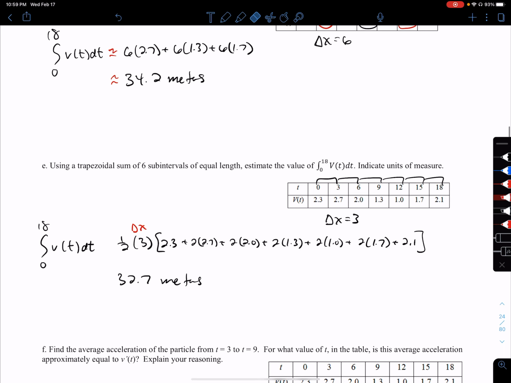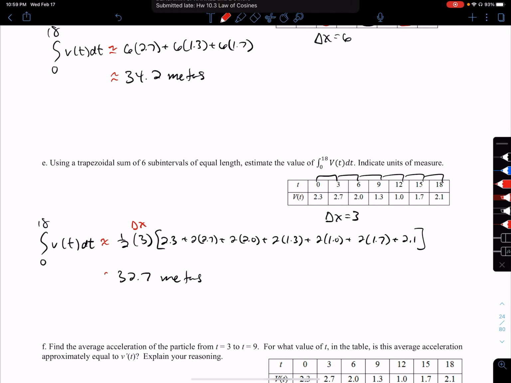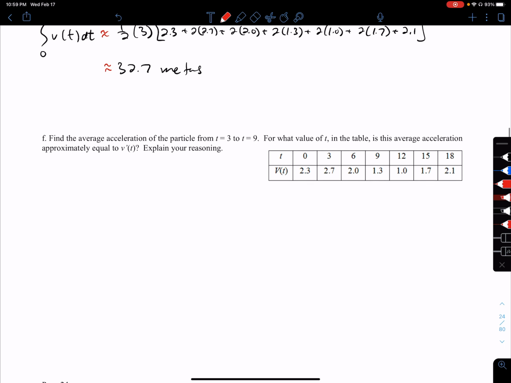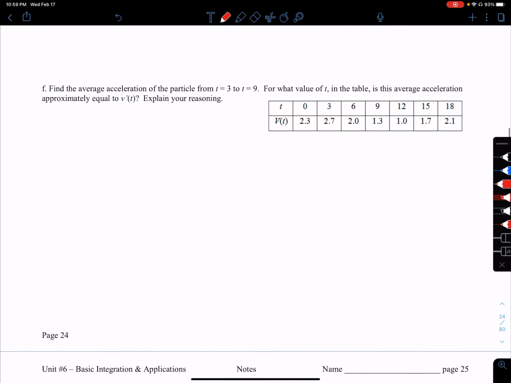We got one more. All right. Find the average acceleration of the particle from t equals 3 to t equals 9. For what value of t in the table is the average acceleration approximately equal to v prime of t? Explain your reasoning.